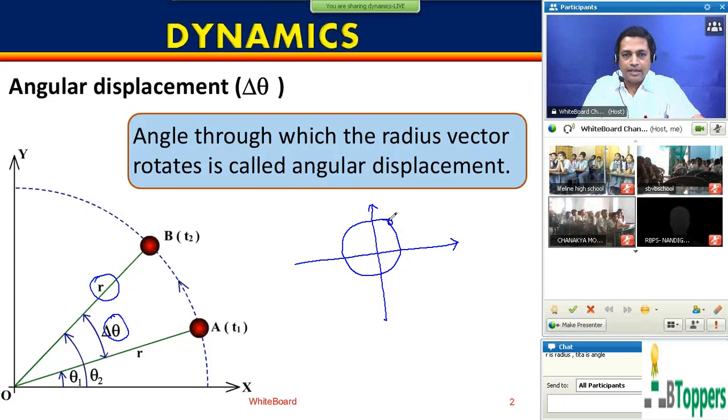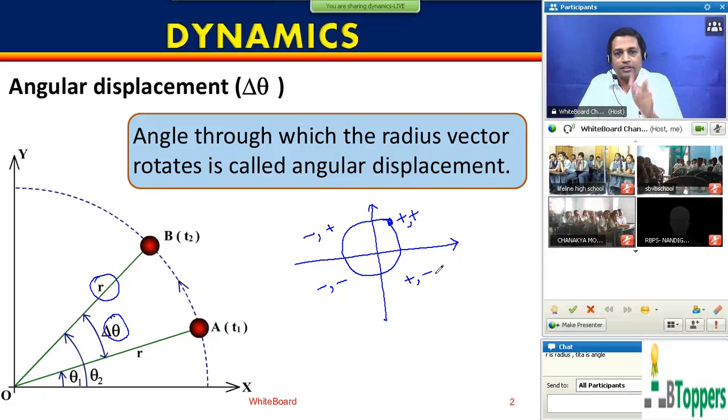When the body is anywhere here, you see that x is positive and y is also positive. When the body is here, you see that x is negative and y is positive. When the body is here, x is negative and y is also negative. And when the body is here, x is positive and y is negative. This is how complicated the motion becomes. Positives and negatives and all that. That is one issue. There is a second issue also.